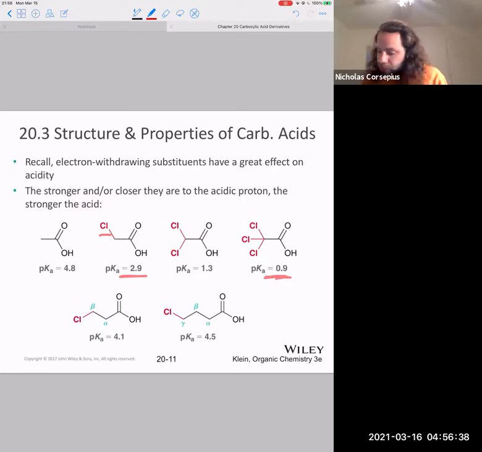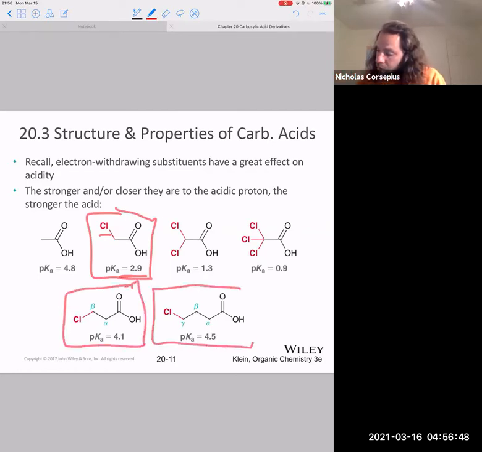Also notice that proximity has a lot to do with it. If the chlorine is right next to it, again, my pKa is now around 3. I move it 1 carbon away up to 4, 2 carbons away up to 4.5, pretty close to that 4.8 baseline.